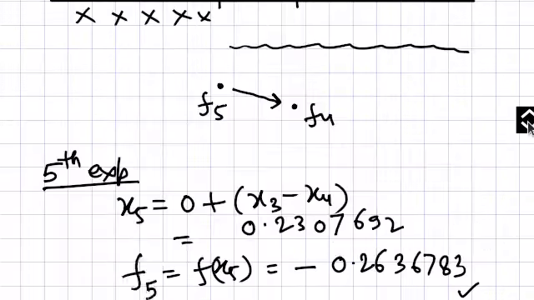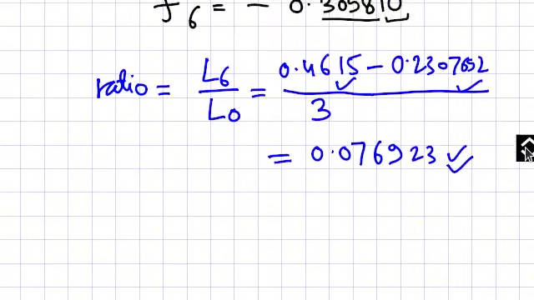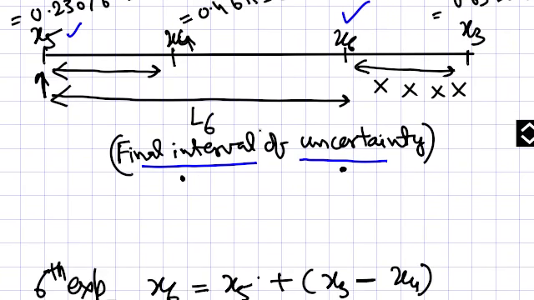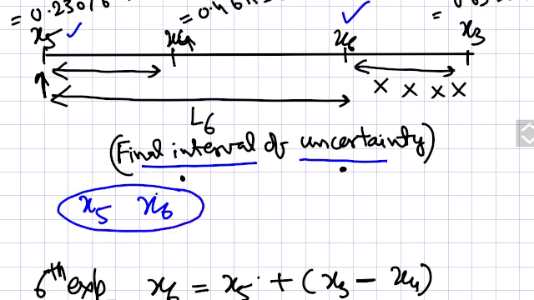So this was the actual purpose of this question, and as the final answer you will write that the minimum lies between x5 and x6. This is the answer of this question. The minimum lies between these two points.